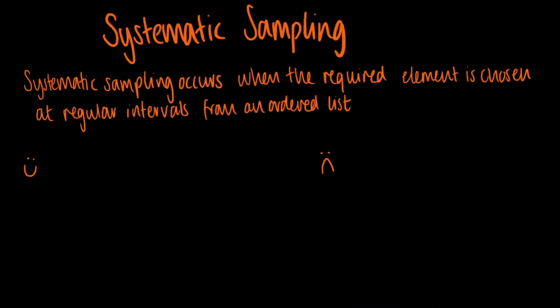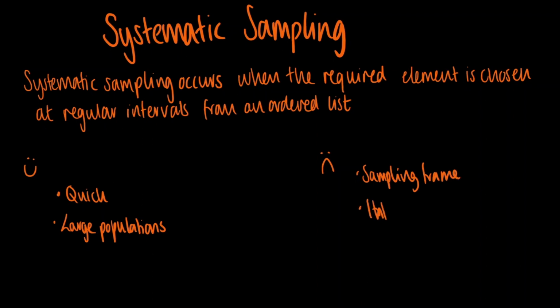Next, systematic sampling. Systematic sampling occurs when the required element is chosen at regular intervals from an ordered list. For example, every 5th person or every 10th person. It doesn't necessarily have to be a person, but this is just an example. An advantage of systematic sampling is that it is quick and easy to use, and you can use it for large populations.